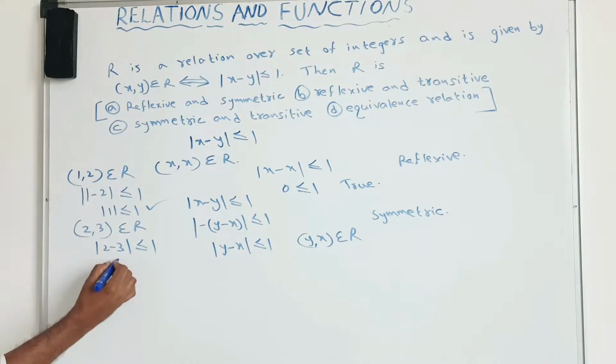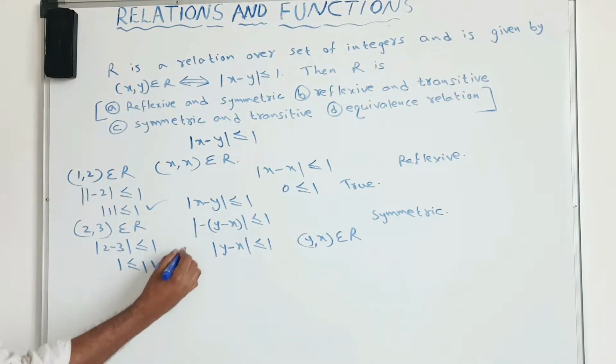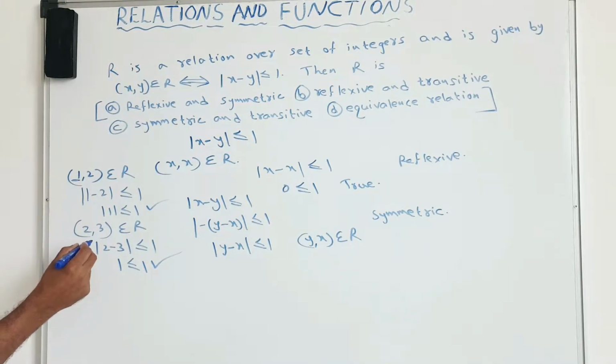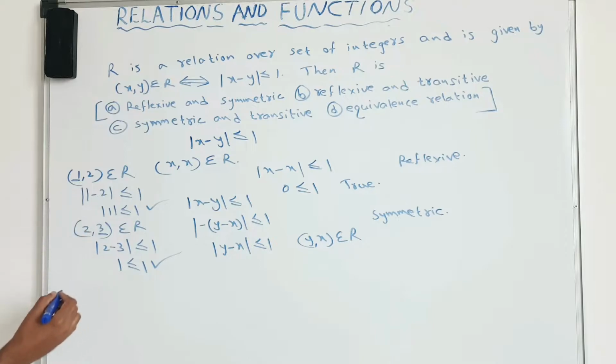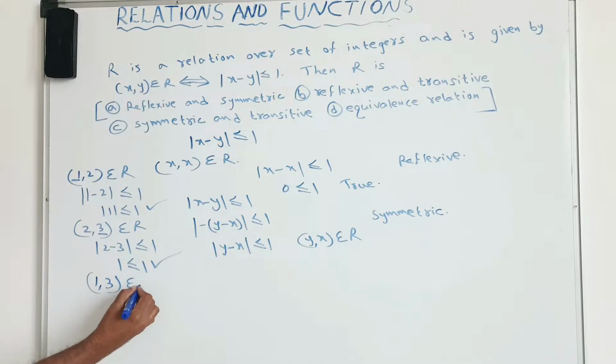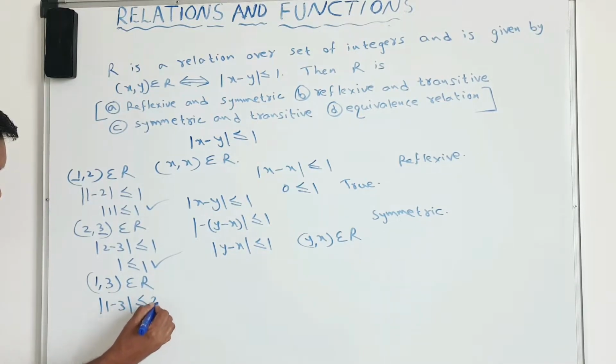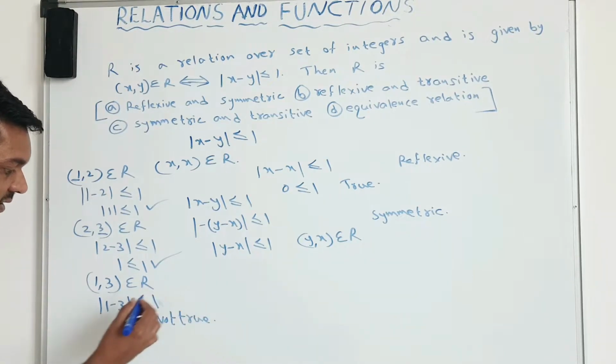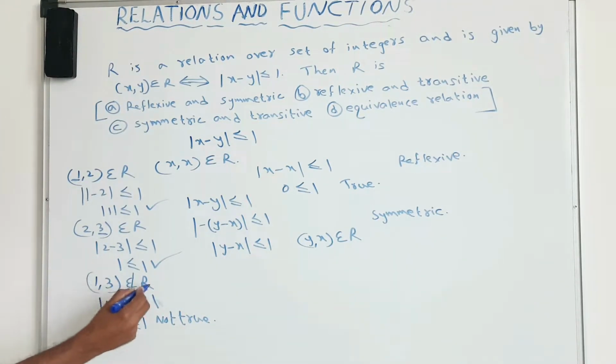Because modulus 2 minus 3 is 1, less than or equal to 1, this is also true. Now I am checking whether this x comma z, 1 comma 3, belongs to R or not. If 1 comma 3 is an element of R, then we can say that it is transitive. I am checking modulus 1 minus 3 less than or equal to 1. Mod 1 minus 3 is 2, and 2 less than or equal to 1 is not true. That means 1 comma 3 doesn't belong to R.